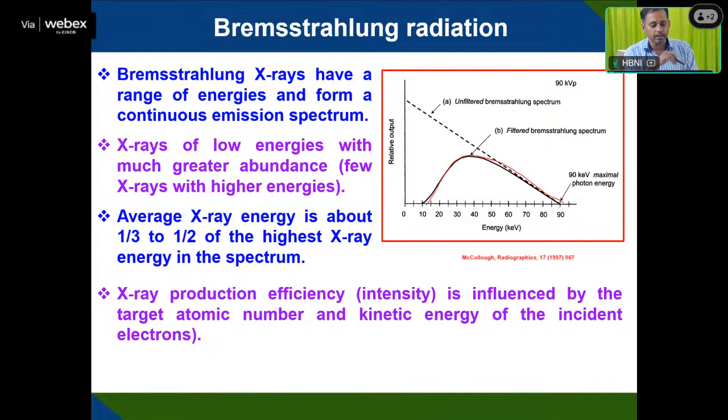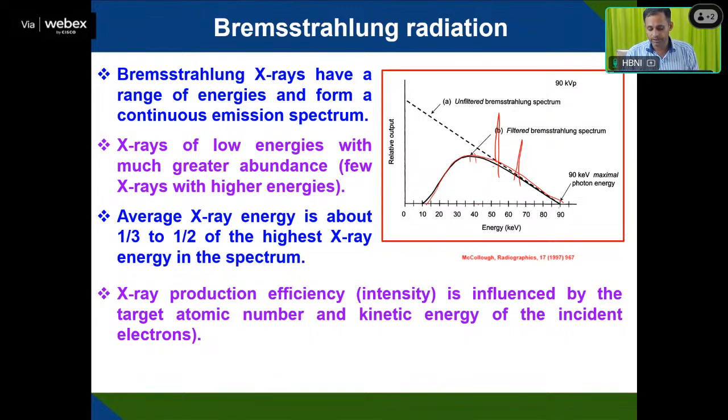And Bremsstrahlung X-rays have a range of energy. You can see from 10 to 90. The average energy will be about 1/3 here, that's about 40 or 45. In that you will get the highest X-ray energy spectrum here. And in this, you will be able to see your K alpha, K beta lines.